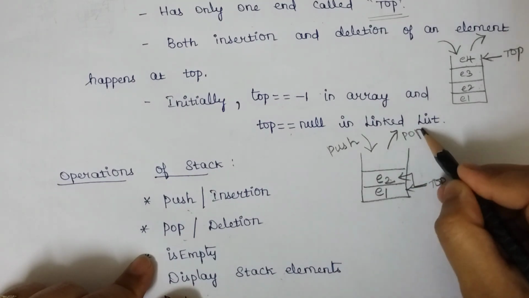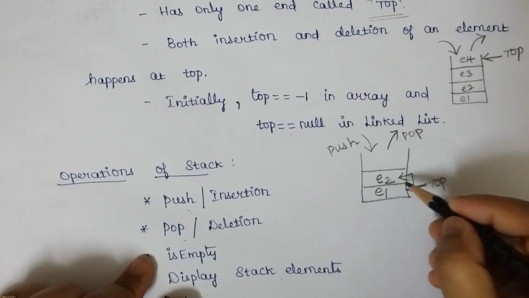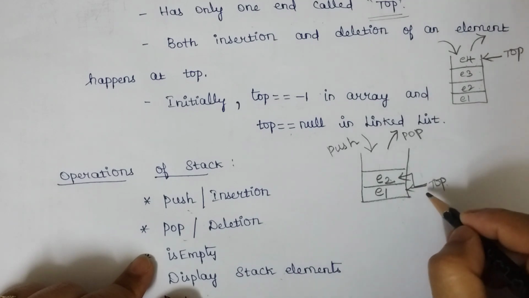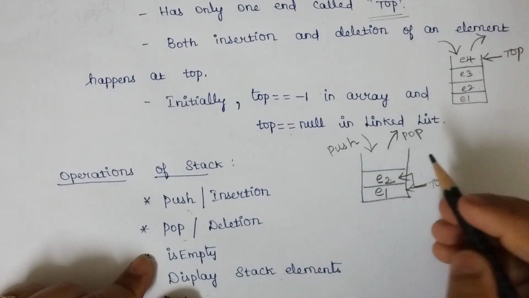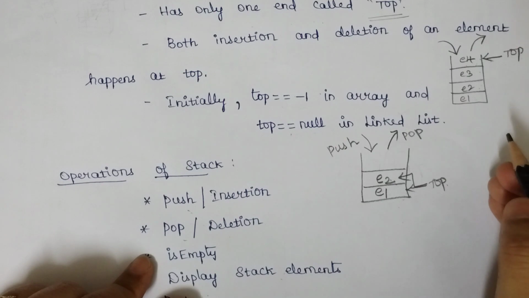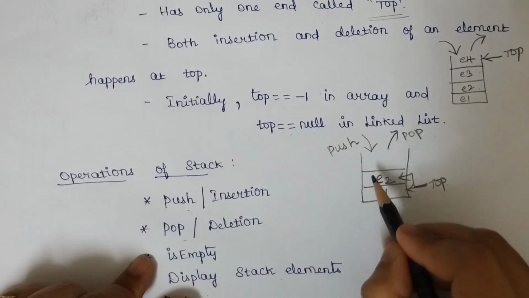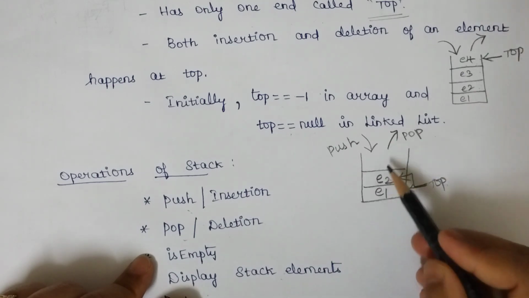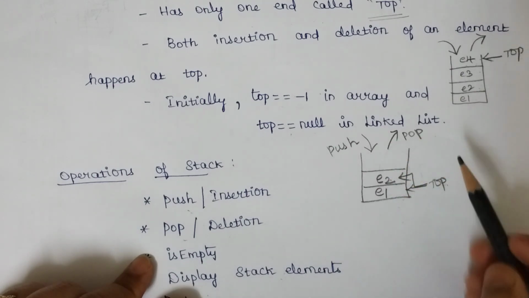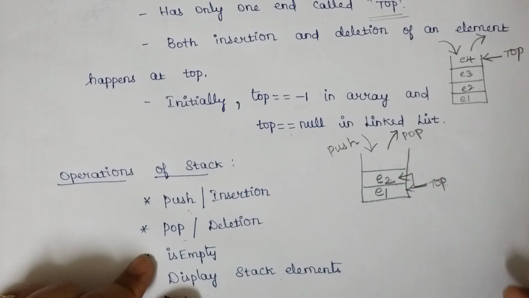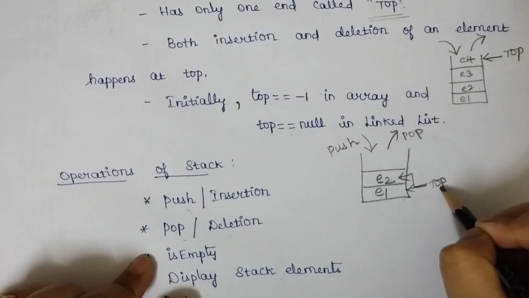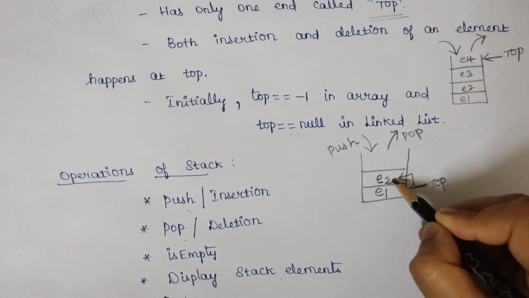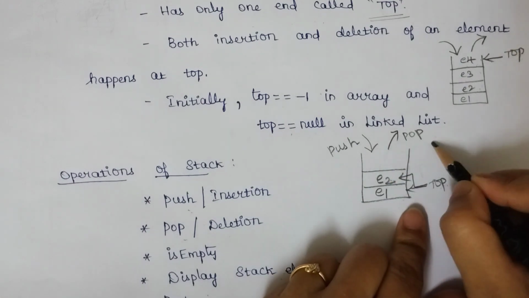Now coming to pop. When I want to remove an element from the stack, I cannot remove an element randomly from the stack. I told you that it is an ordered sequence of elements. So whatever order you have inserted, you also need to delete the elements in that order only. The element inserted last, which is present at the top of the stack, only that element will get popped out first, that is, removed from the stack first. That is why it is called last in first out. Now the element E2 is at the top of the stack, which was placed last, so this element will get popped out from the stack.